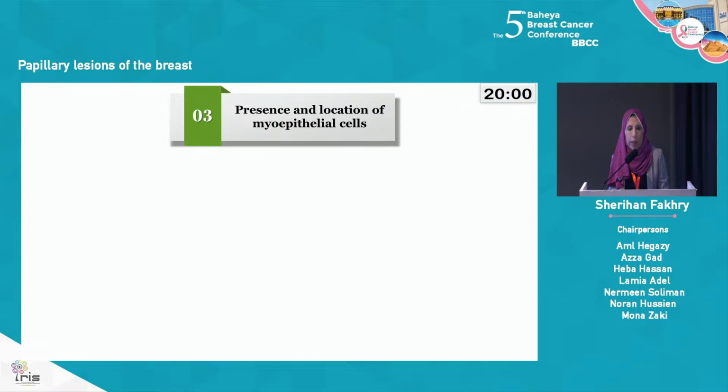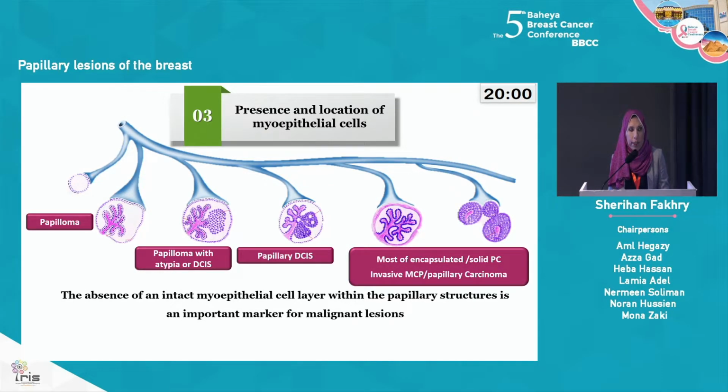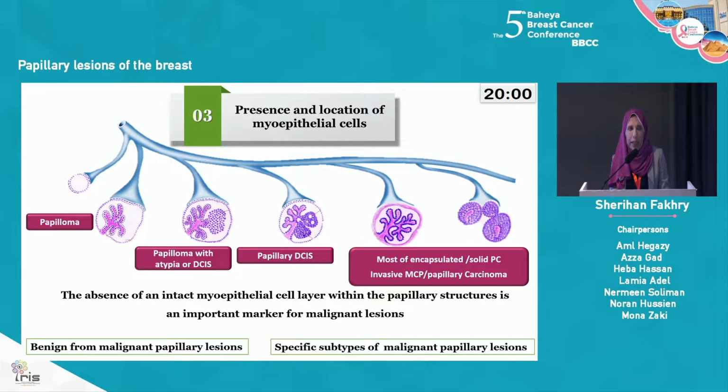Considering the presence and the location of myoepithelial cells, the absence of an intact myoepithelial cell layer within the papillary structures is an important marker for malignant lesions. Accordingly, and based on these facts, benign lesions can be differentiated from malignant papillary lesions, and specific types of malignant papillary lesions can be distinguished.